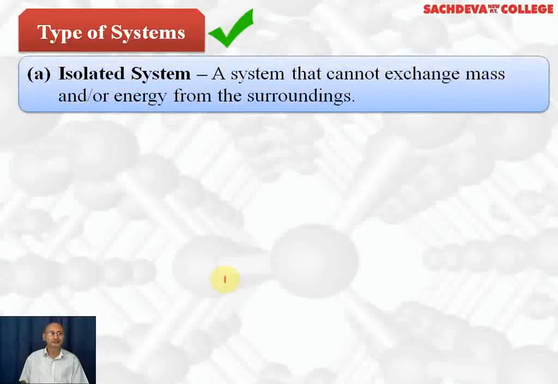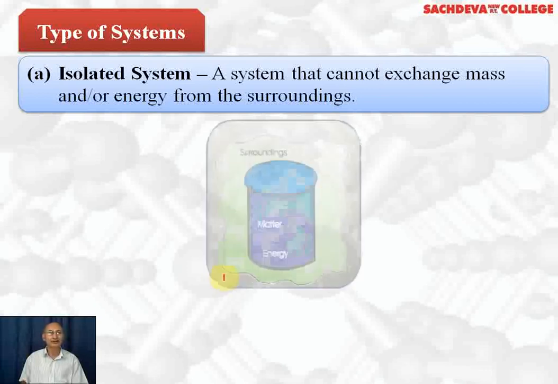Types of system. First type we are taking is the isolated system. A system that cannot exchange matter and energy with the surroundings is called an isolated system. That is, an isolated system is cut off from the surroundings. There is no exchange of matter, there is no exchange of energy with the surroundings.